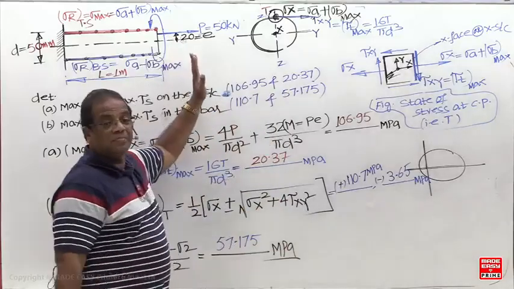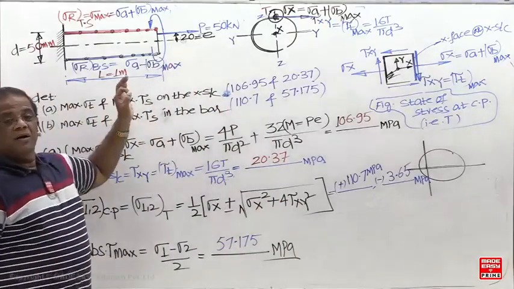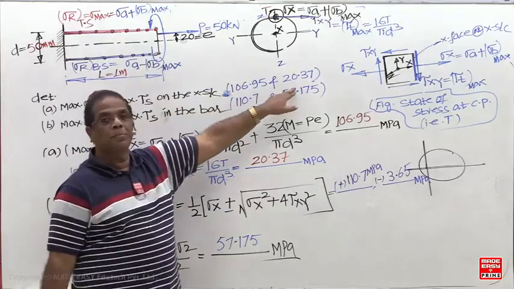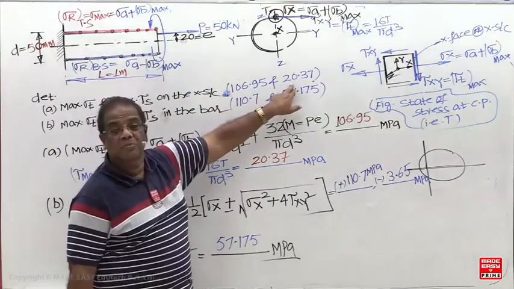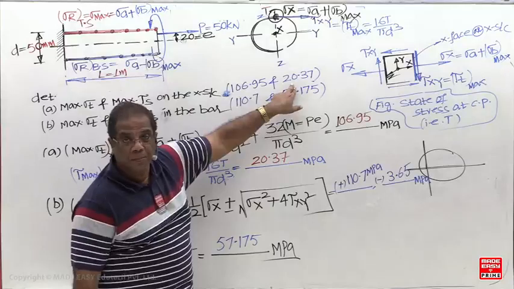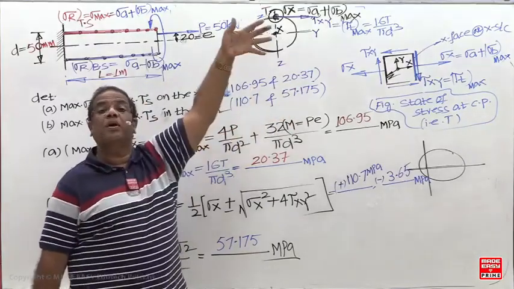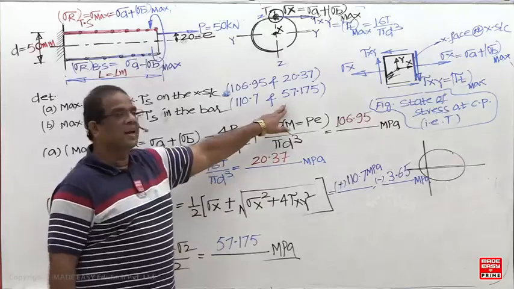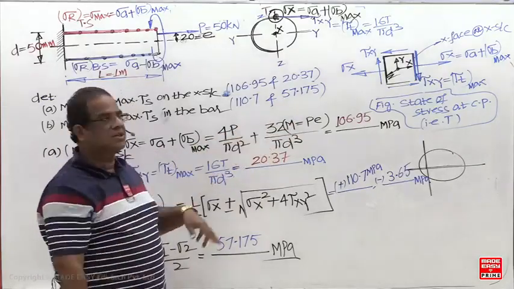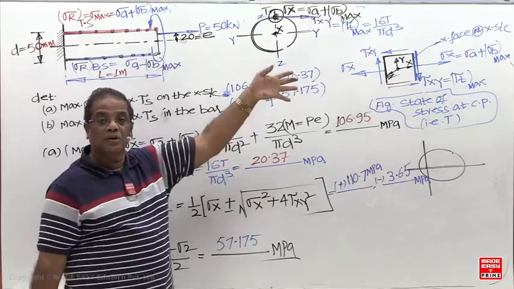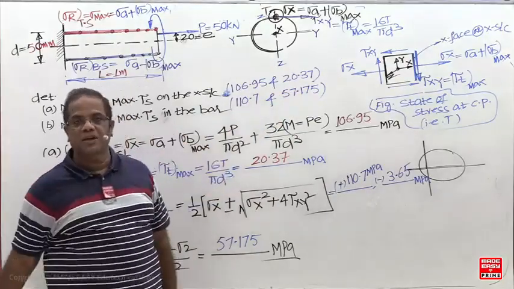Most of the questions will ask for the maximum shear stress. 40% of students, for maximum shear stress, will take 20.37. Now you can see the maximum shear in the cross section is 20.37. But what is the maximum shear in the bar? 57.175. But where are you getting it? You have to look at the plane location. We are not calculating the plane location. But where you are getting it, you have to go for the plane location. Which method should I use now?